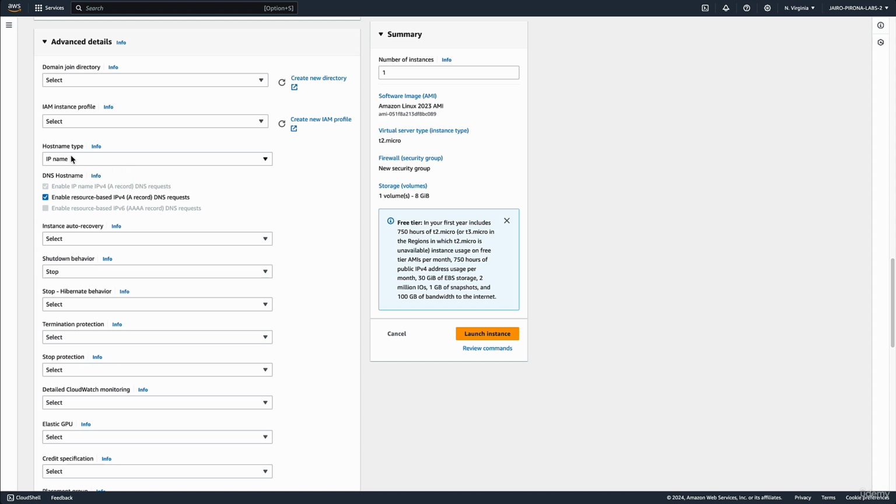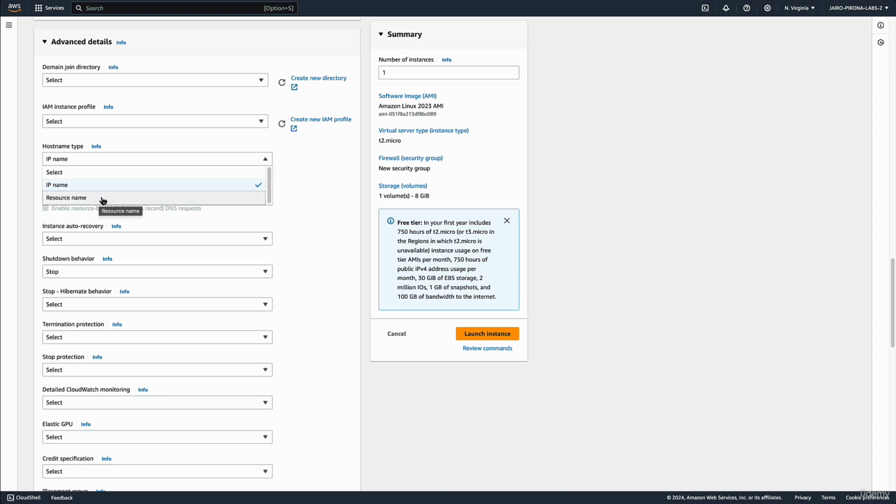The next option is the host name type. This option determines the type of host name that will be assigned to your EC2 instance. It basically determines whether your EC2 instance will have an IP name or a resource name assigned as host name. These host names can be of two types, IP name and resource name.